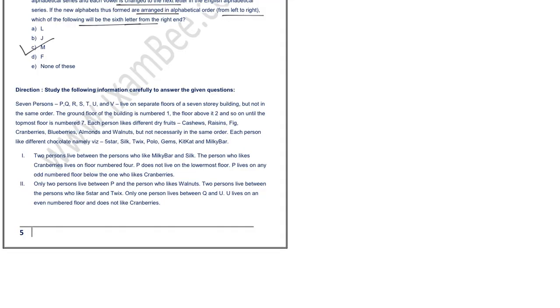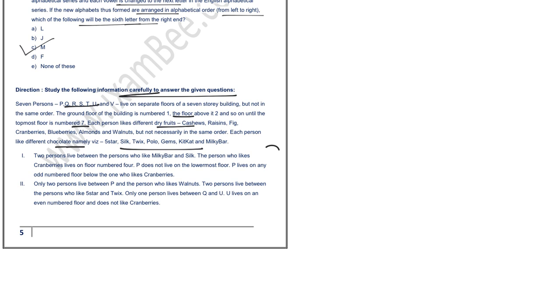So in the next question, a puzzle is given to you. You have to read the information given to you very carefully, and you have to answer the question asked on the basis of this puzzle. So 7 persons live on 7 separate floors from number 1 up till 7, right? And each person likes different dry fruits. Names are given to you, and they also like different chocolates. Names are given to you, but not necessarily in the same order.